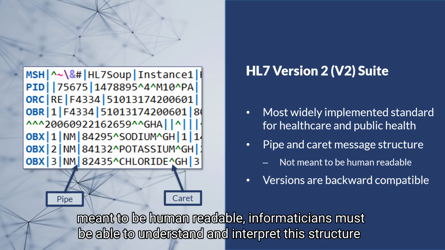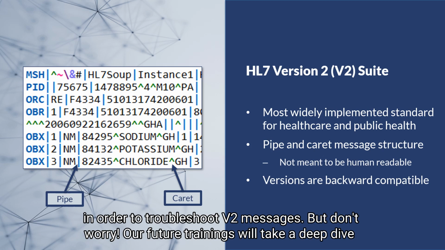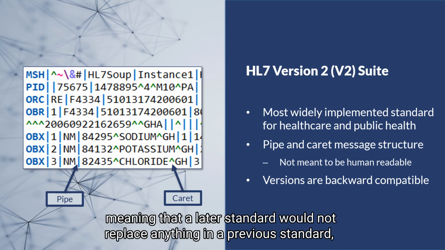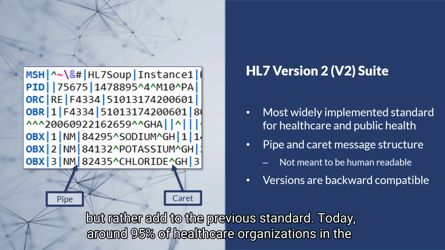While this structure is not meant to be human-readable, informaticians must be able to understand and interpret this structure in order to troubleshoot v2 messages. But don't worry, our future trainings will take a deep dive into the structure and content of v2 messages. HL7 v2 standards are built to be backward compatible, meaning that a later standard would not replace anything in a previous standard, but rather add to the previous standard.